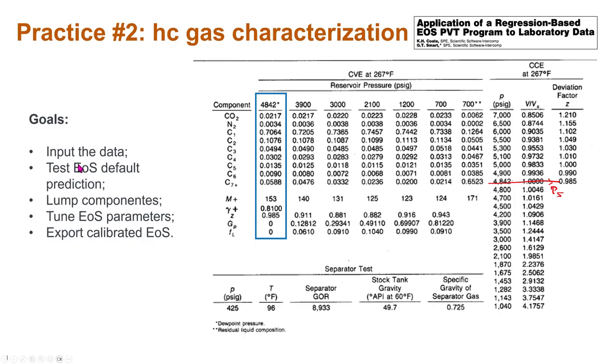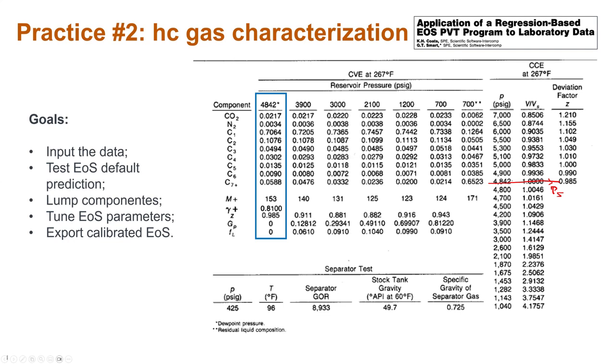So the idea is to input this data in the software, and test the EOS prediction with the default coefficients. We now already know that it's not possible to predict these lab data accurately using the default parameters.